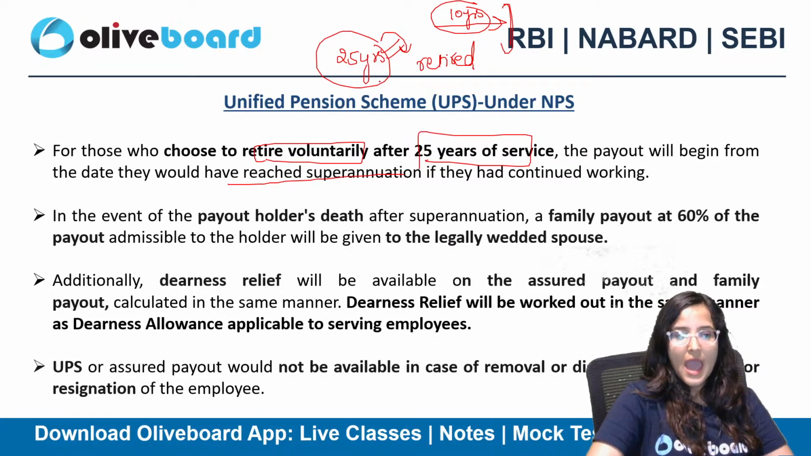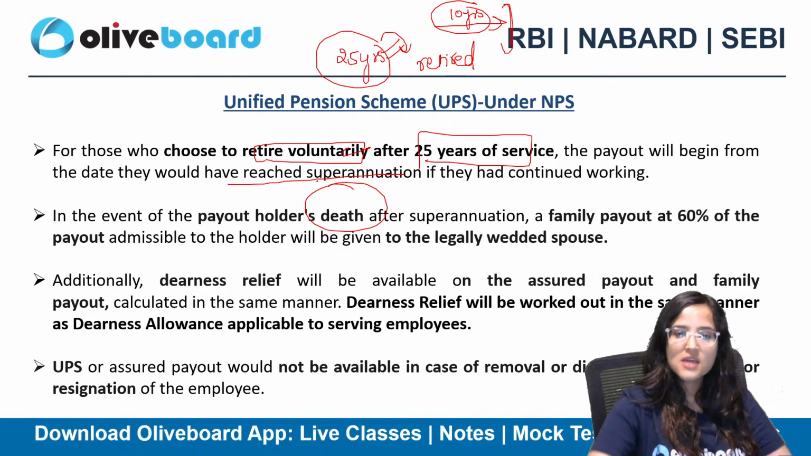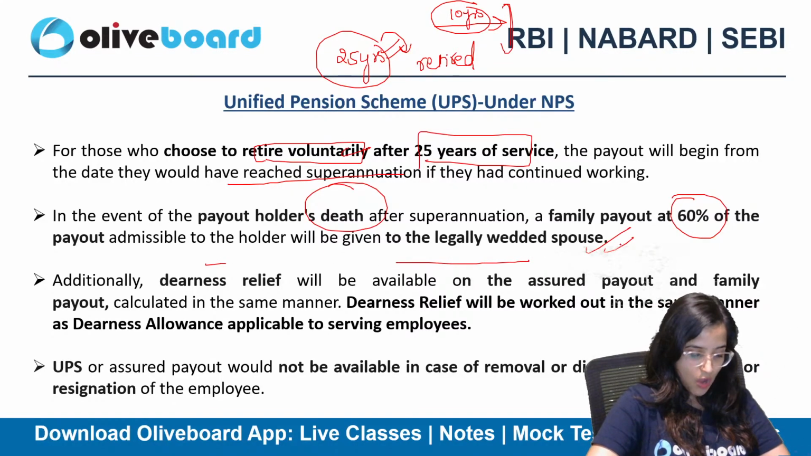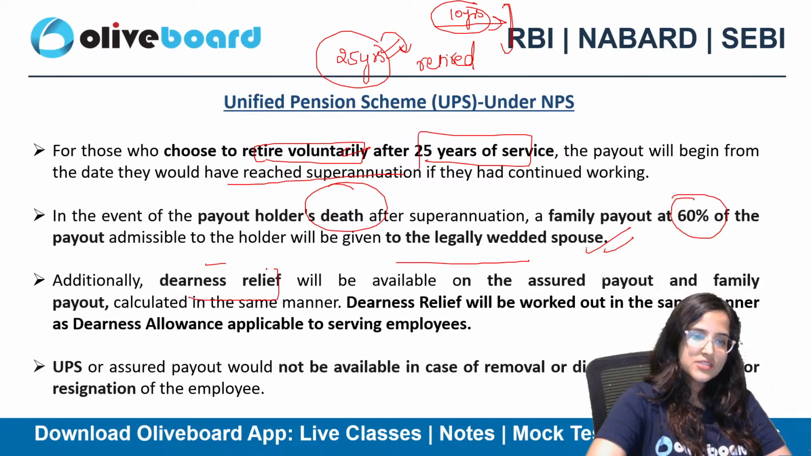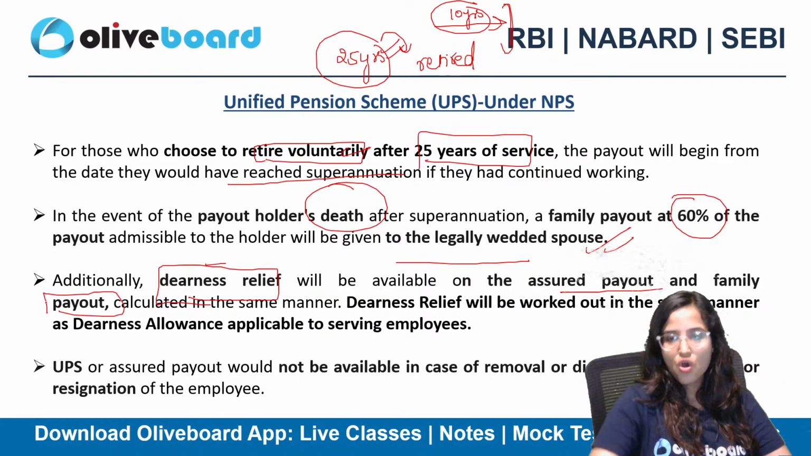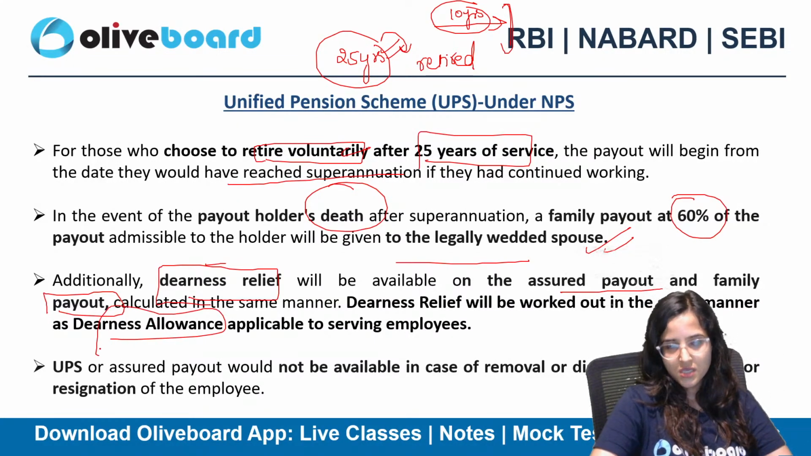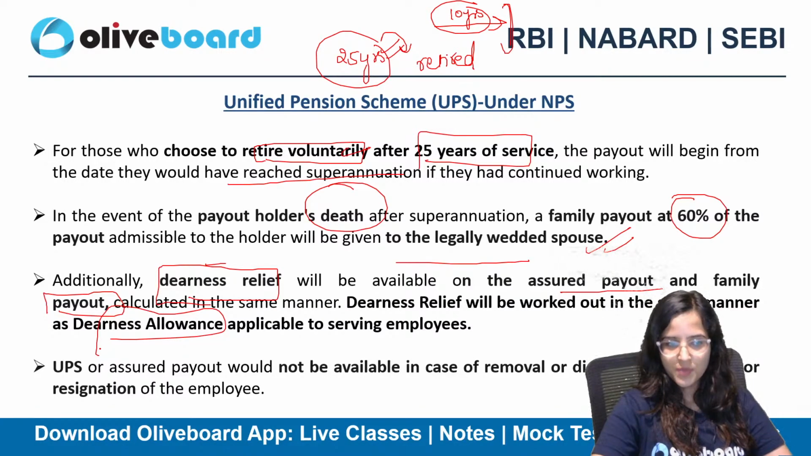Okay? And in the event of the payout holder's death, a family payout at 60% of the payout will be admissible to the legally wedded spouse. So your spouse will get 60% in case of death. And there's going to be dearness relief also, which will be available on the assured payout and family payout. It will be calculated just like dearness allowance. So the way you calculate dearness allowance, based on that only dearness relief will also be applicable.